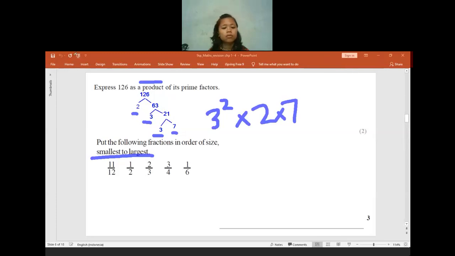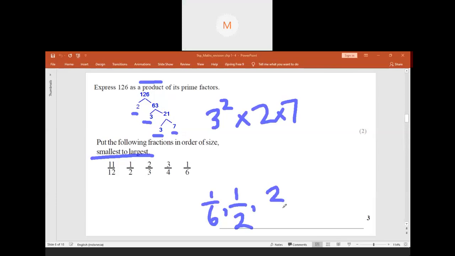One per six. Okay, 1 per 6. After 1 per 6, one number. 1 by 2. Okay, 1 by 2, and then 2 by 3. 3 per 4. Okay, 3 per 4. And 11 per 12. Okay, 11 per 12.